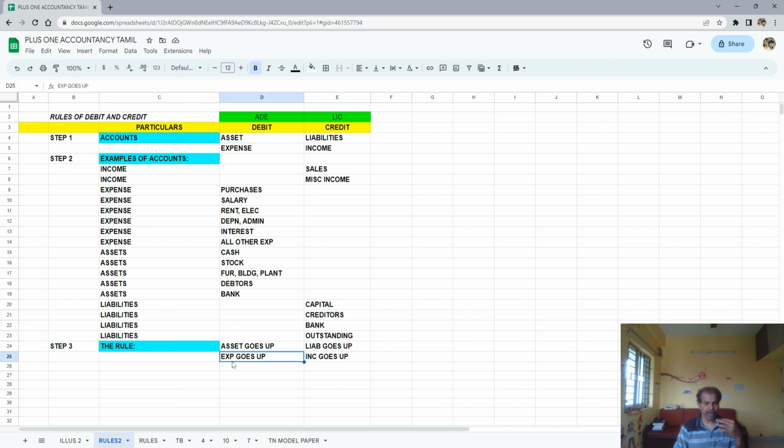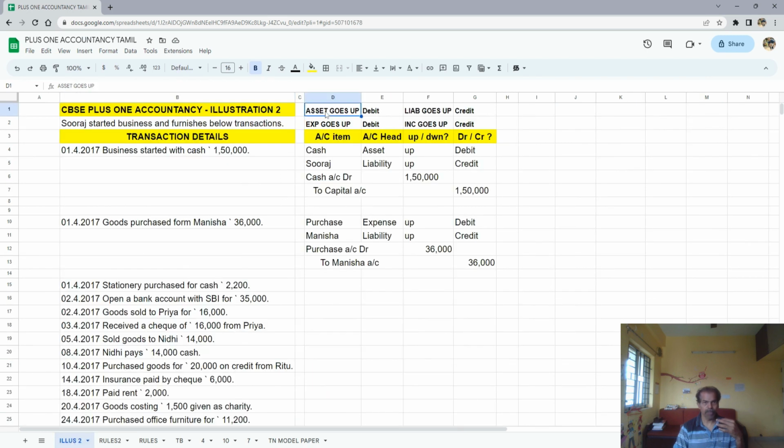Whenever asset and expenditure go up, you have to debit. Similarly, liability and income go up, you have to credit, right? So this is the broad picture of rules of debit and credit. I copied only that rule in this Illustration 2 on the top. Now let us do the journal entry.